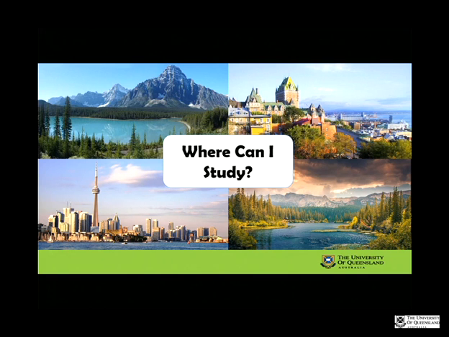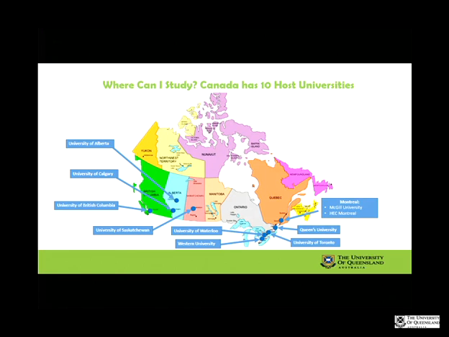To begin, let's go through UQ's Canadian partner institutions and have a look at where you could go on exchange. UQ has 10 partner universities in Canada, from the western coasts of British Columbia through the provinces of Alberta and Saskatchewan to the eastern parts of Ontario and French-speaking Quebec. This map shows the locations of each of our partner institutions.